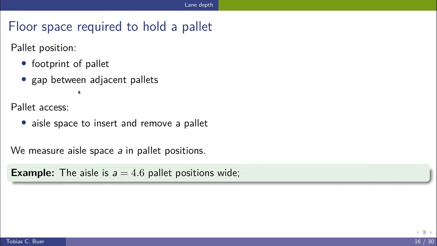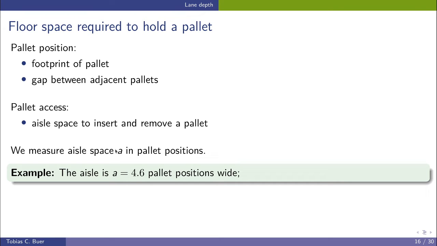And there's a small gap between adjacent pallets. Typically this is very small, though we can ignore this for this calculation. However, what you should always keep in mind, you also need some floor space to access the pallet. The forklift always needs some space for driving and for inserting and removing a pallet. So the actual floor space that is required by a pallet is bigger than just the footprint of the pallet.